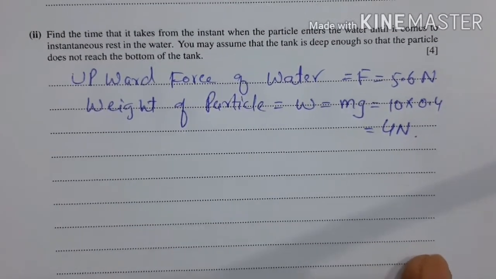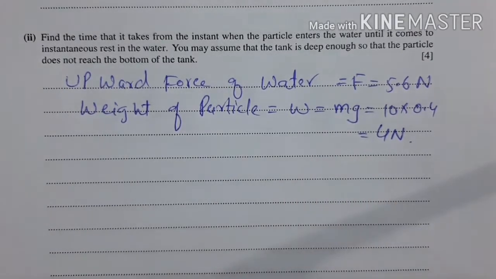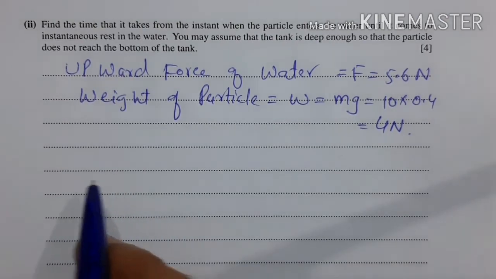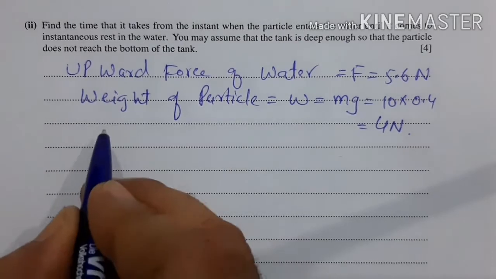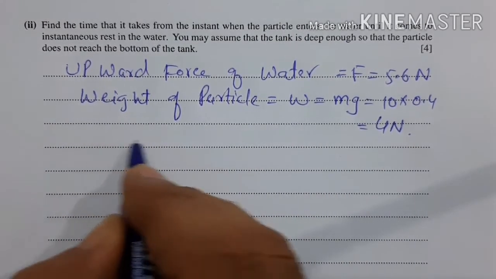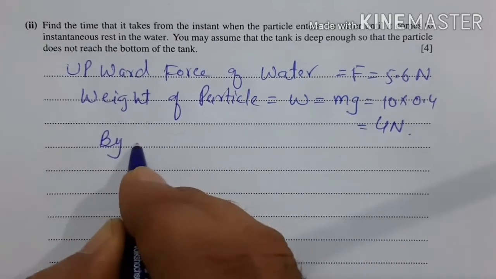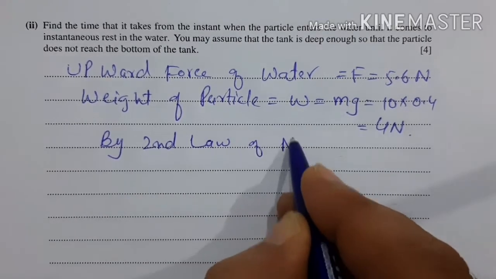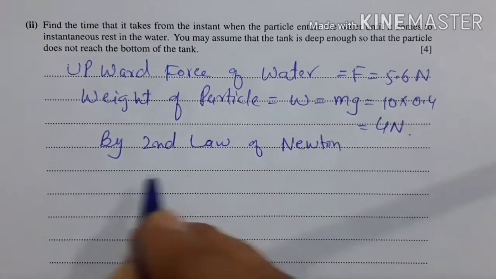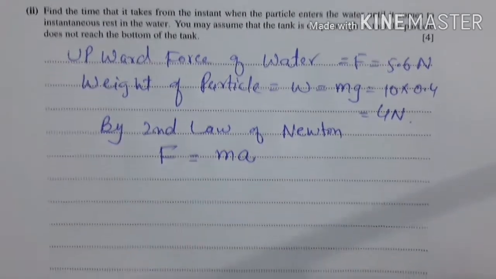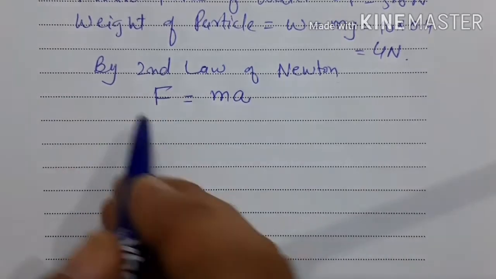Okay, now first of all, we'll find the acceleration of the particle in the water. So we'll not use g because the particle is not falling freely now, it is in the water. So we have to find the acceleration. So for this, actually we'll use the second law of Newton. F is equal to ma. Here F will be the resultant force.